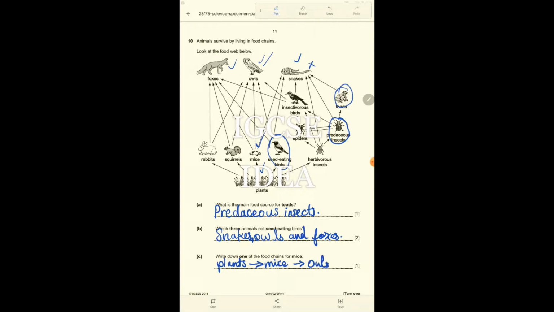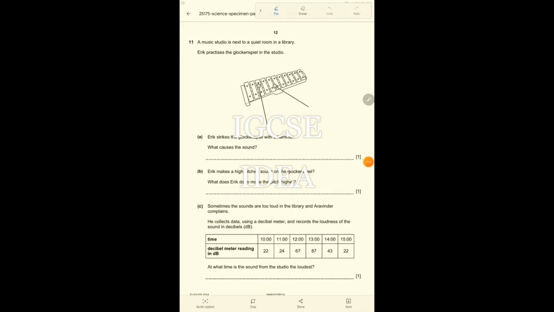A music studio is next to a quiet room in our library. Eric practices the glockenspiel in the studio. Eric strikes the glockenspiel with a hammer. What causes the sound? Well, this is very easy. It's a bit of common sense and comes in the forces chapter. So, vibrations. Vibrations cause the sound.